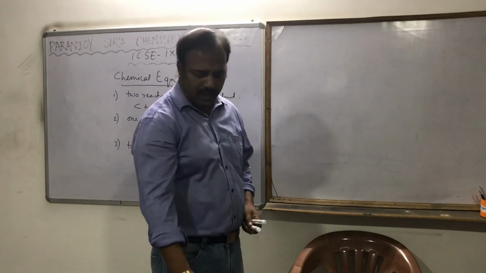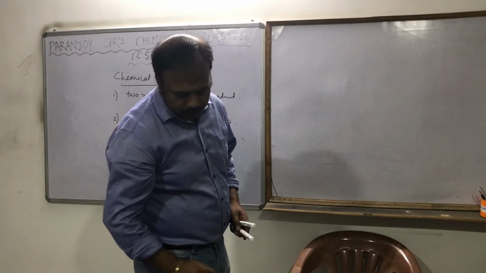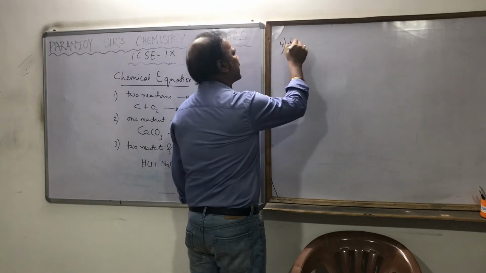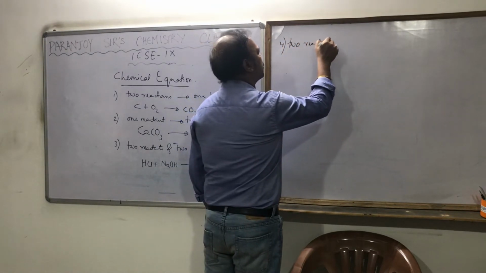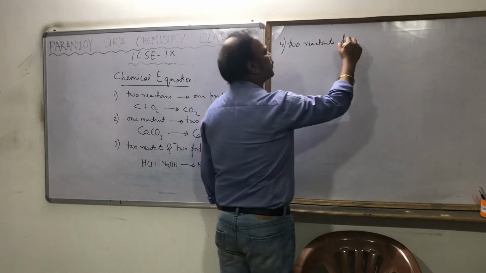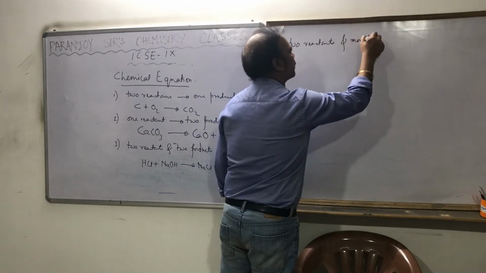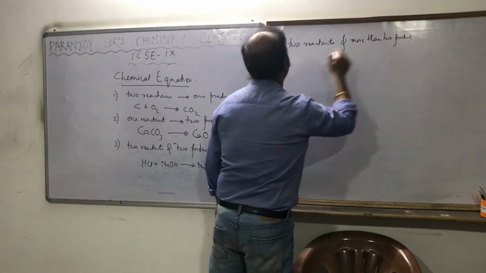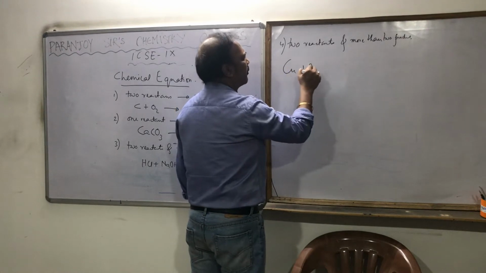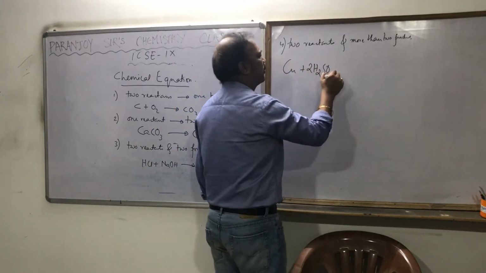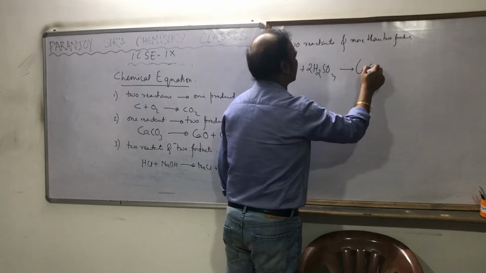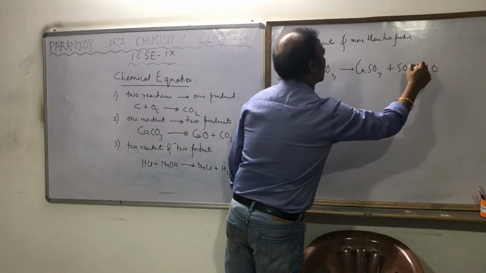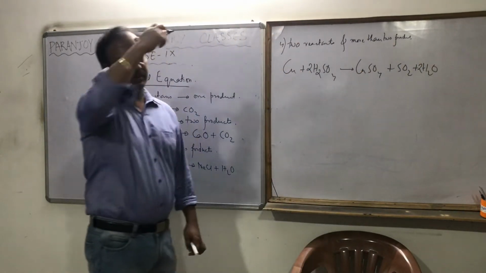And the last main type, the fourth one, just the basic type, is 2 reactants and more than 2 products. For example, suppose copper plus H2SO4 producing copper sulfate plus SO2 plus H2O.